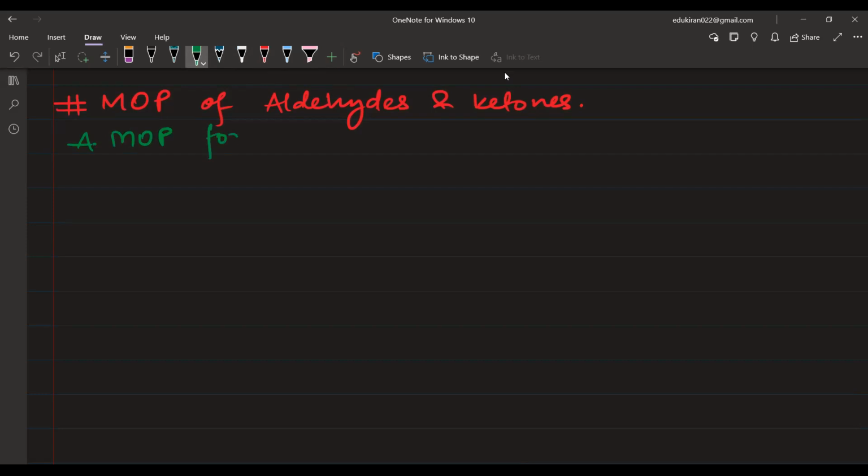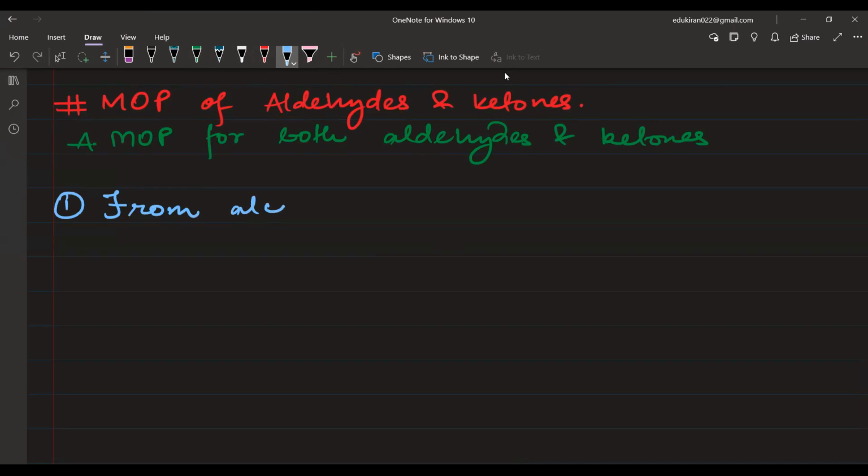Method of preparation for both aldehydes and ketones. In this, write number 1: from alcohols.